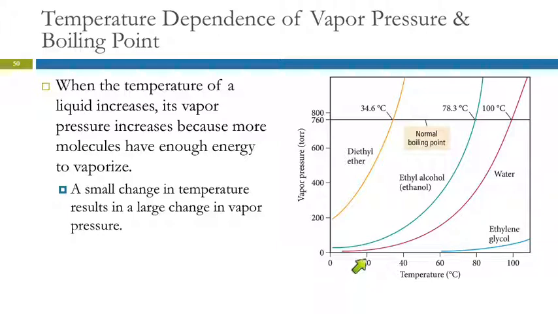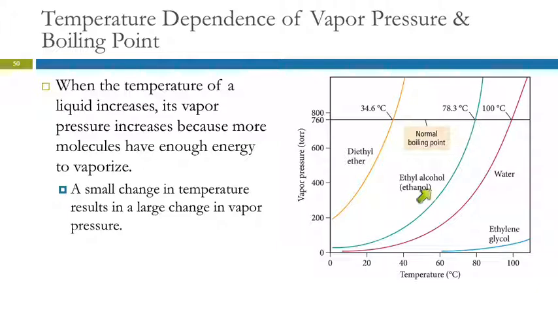And so we see that at room temperature down here, about 25 degrees, this red line is for water. The vapor pressure of water is pretty low. But as we increase the temperature, heat the water up, it increases and increases until at 100 degrees, the boiling point, then the vapor pressure is equal to the atmospheric pressure, which is 760.